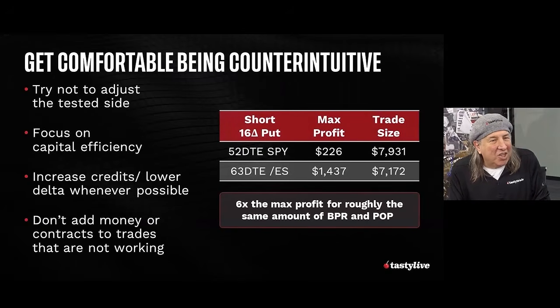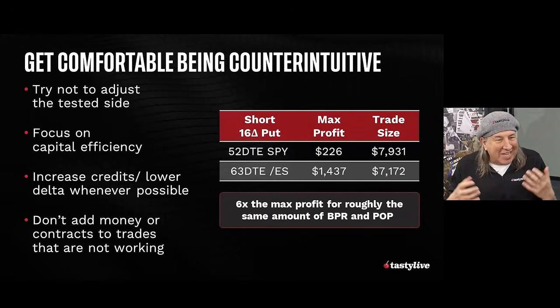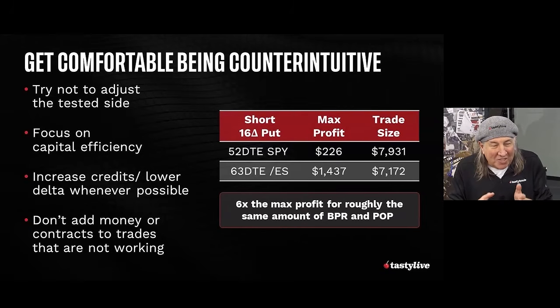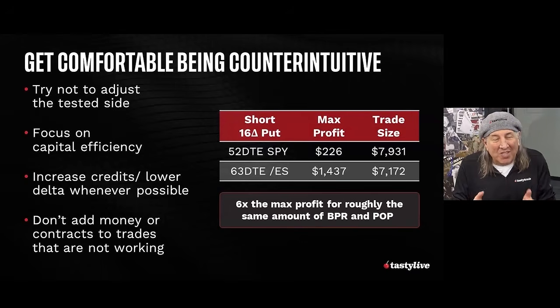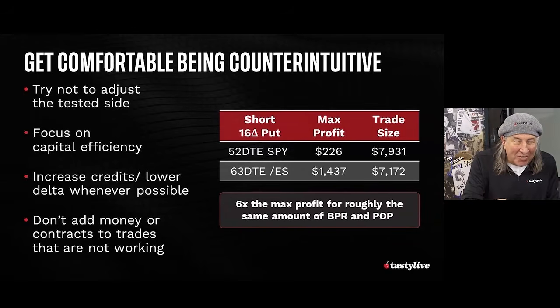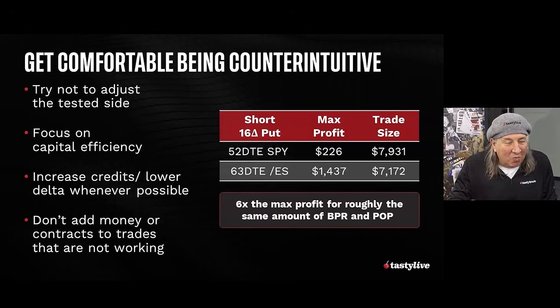So the next thing is to get comfortable being counterintuitive. That's why we do not adjust the tested side. That's why we focus on the untested side, because it's counterintuitive. We focus on capital efficiency, not always what seems like maybe the best potential move, but the most capital efficient move. So you're not throwing in good money after bad. We also always focus, and this is really important, when you are managing your positions and you're managing your portfolio, we focus on increasing the credits and lowering delta whenever it's possible.